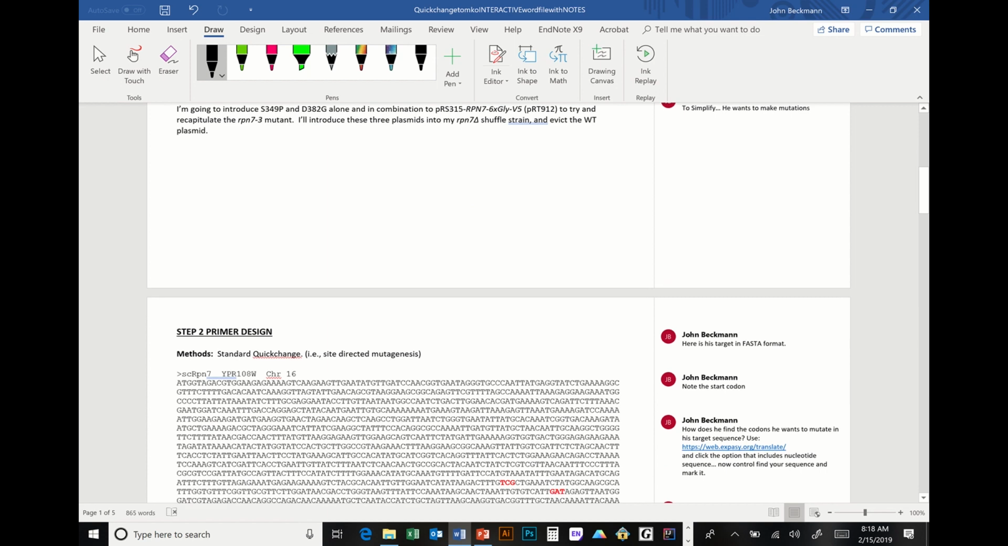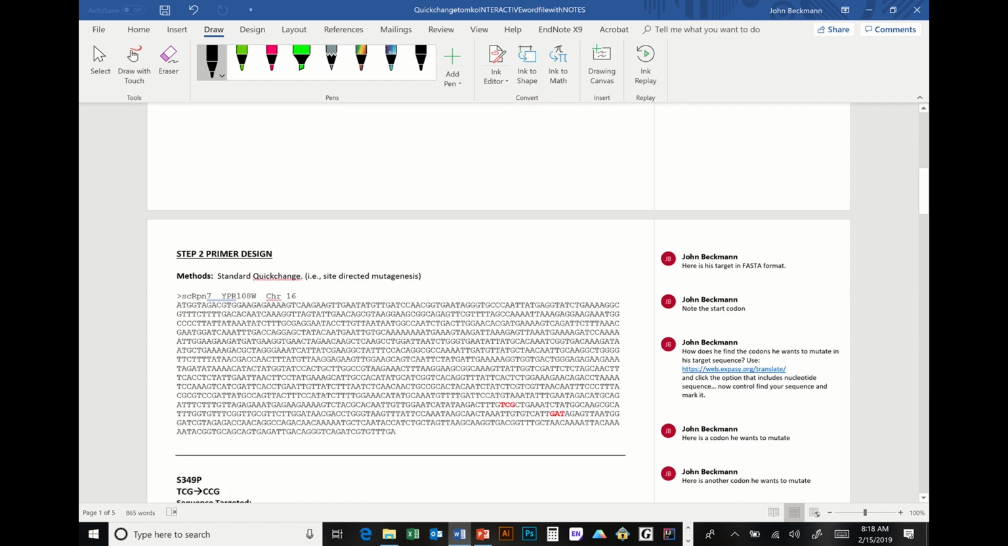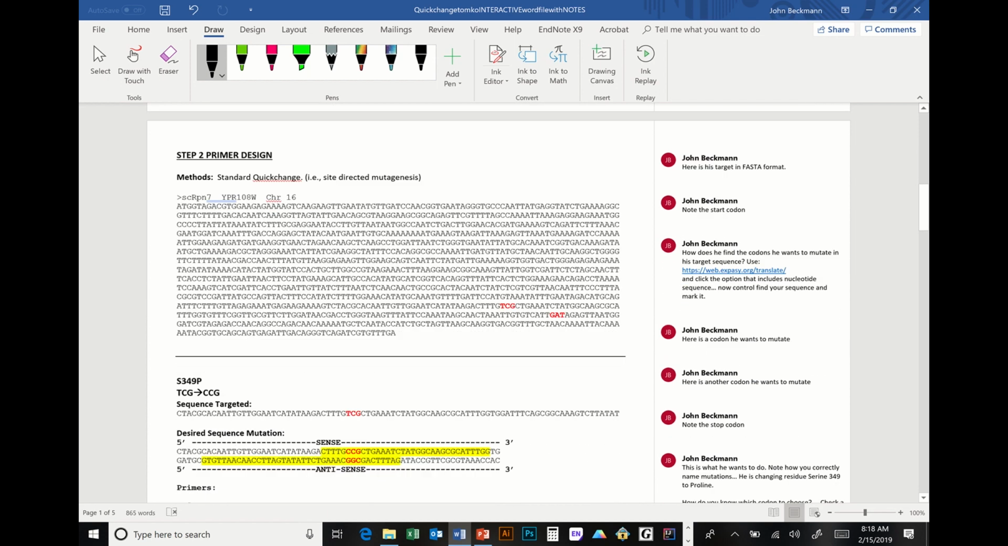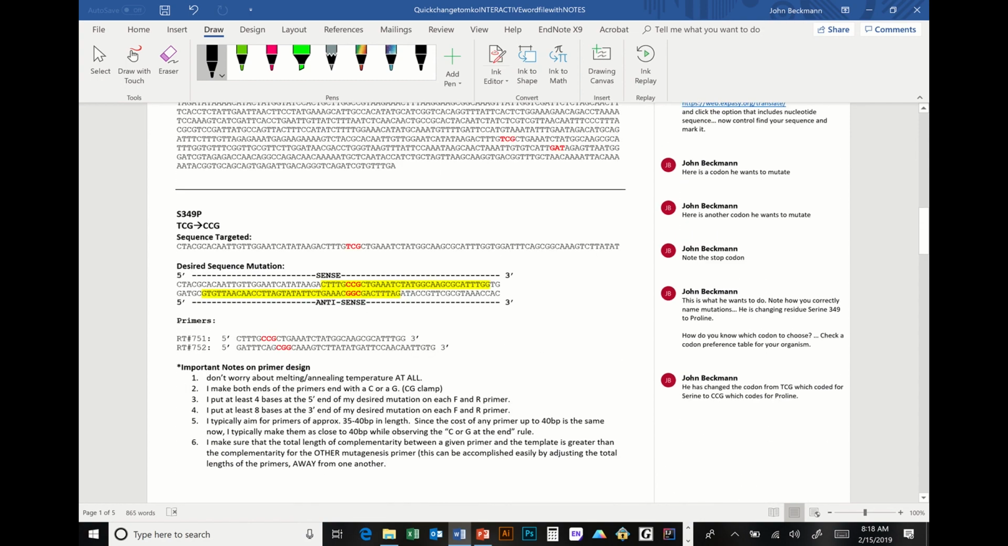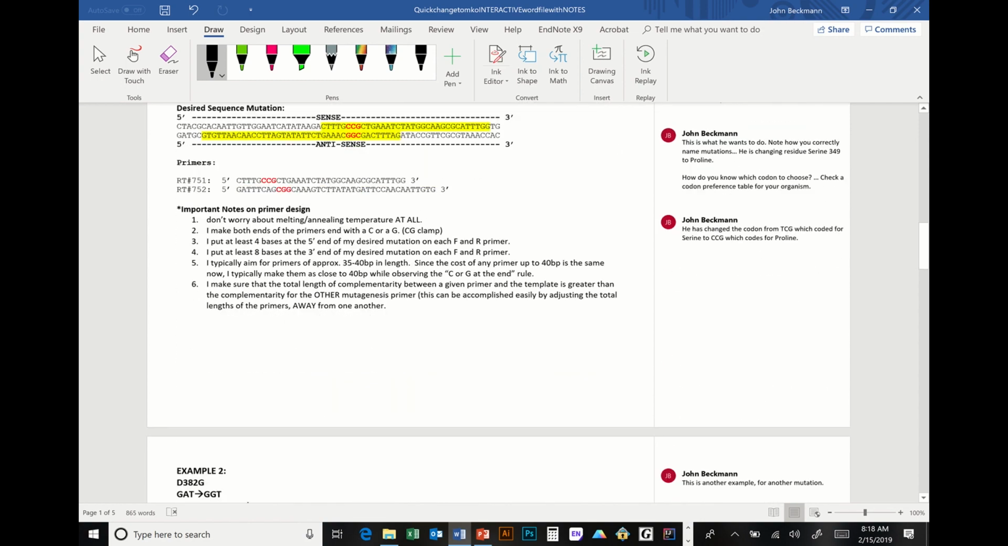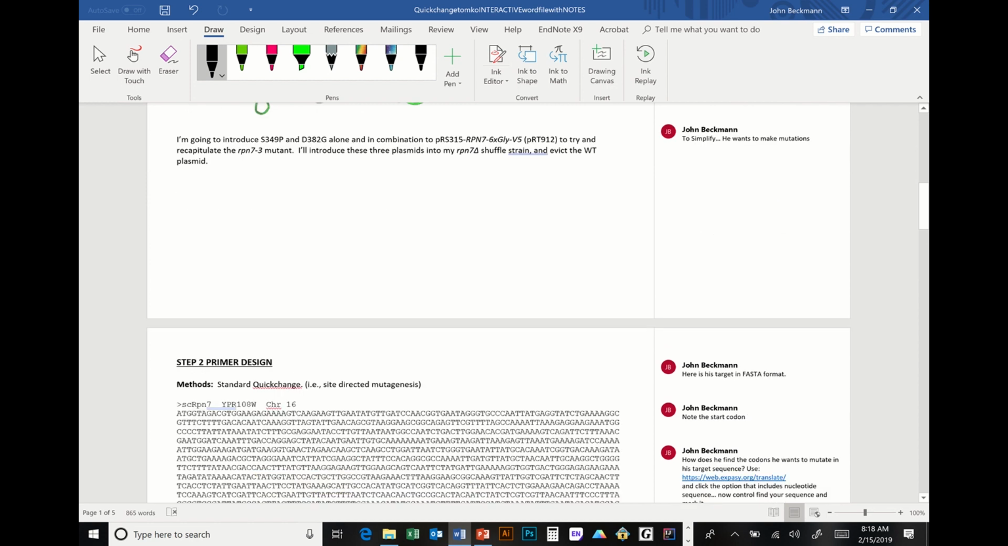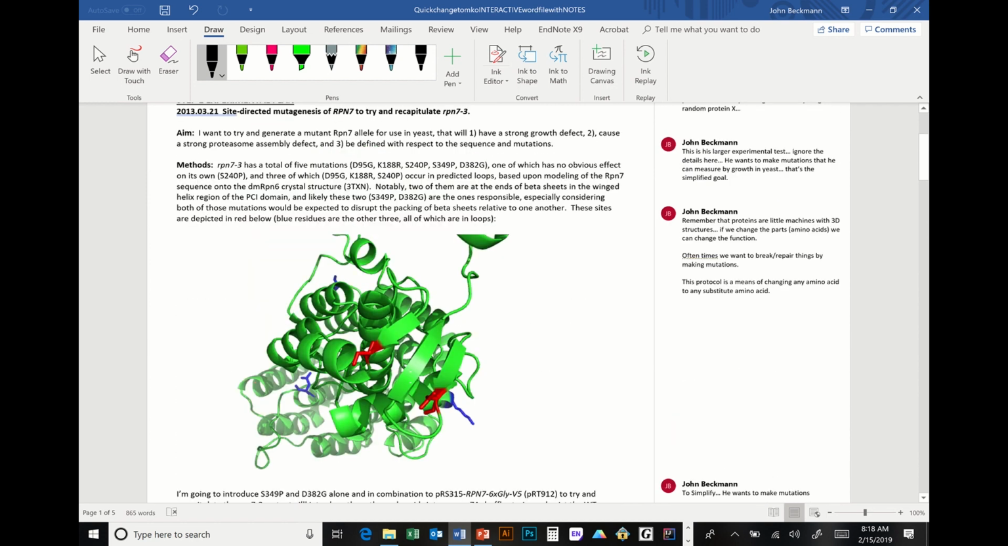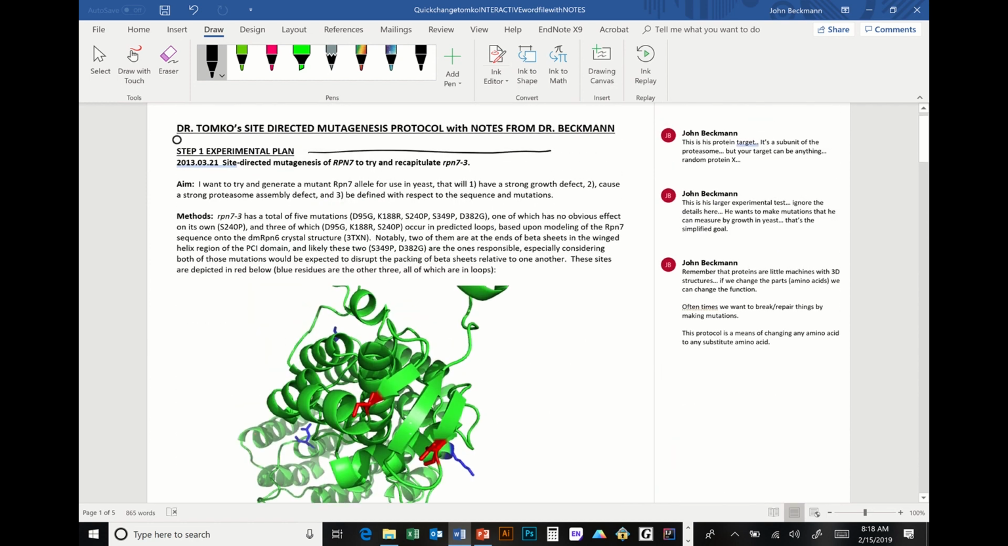You want to lay out what you're doing, the rationale for what you're doing, and what your gene is. Here he has the sequence of his gene that he's targeting. He's got the rationale for how he may design these primers. You want to have that so I can see the rationale, and that way you learn the most too. Okay? So here he's telling you what he wants to do.